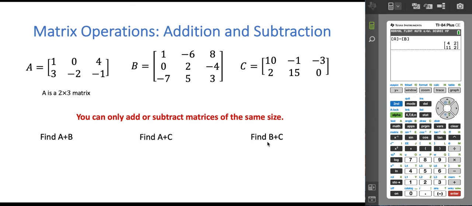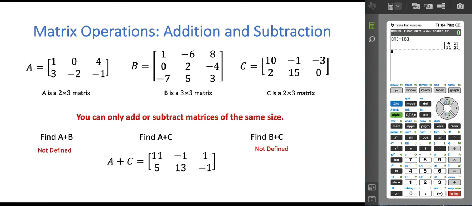See, look. Matrix A is 2 by 3. Matrix B is 3 by 3. Matrix C is a 2 by 3. You can only add A and C because they're the same size. So A plus B is not defined and B plus C is not defined. And I know you know how to do A plus C by now.